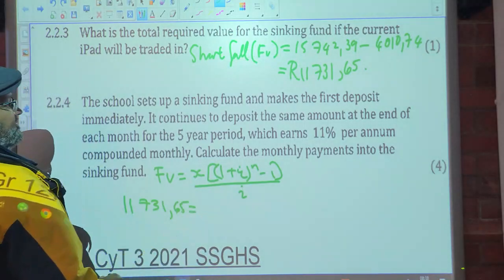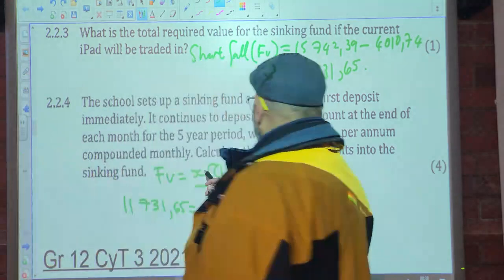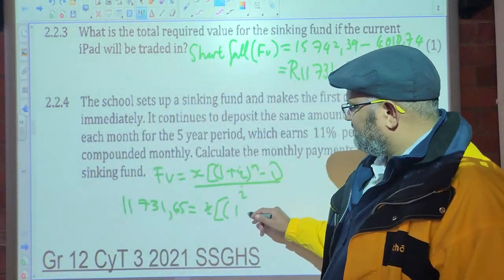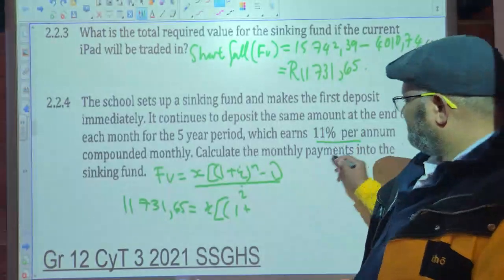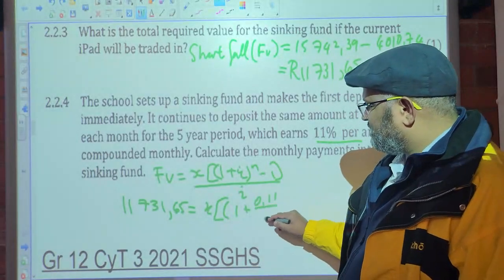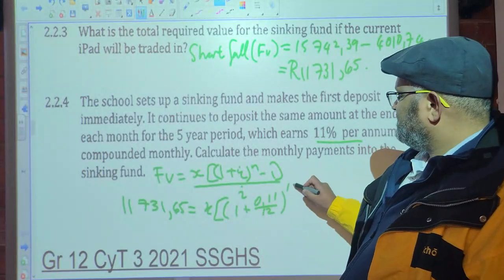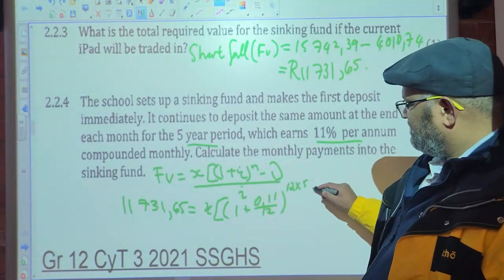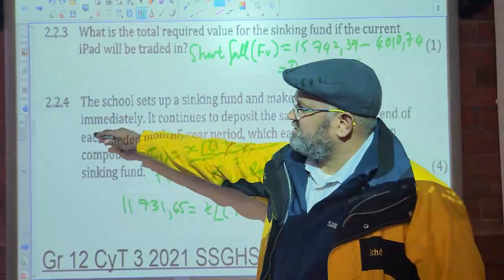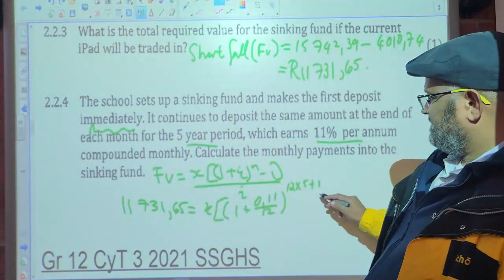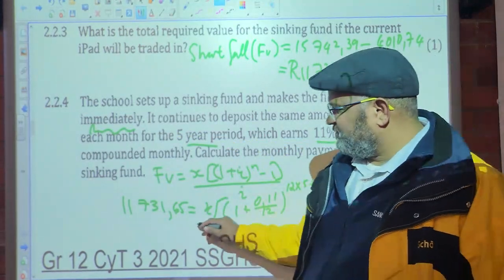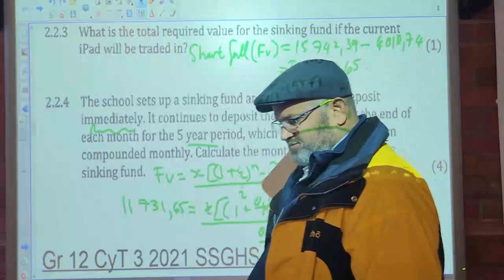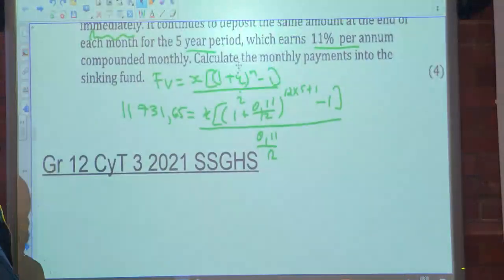11,731.65 equals. They want you to calculate your monthly installment. So x is what I want to calculate, multiplied by 1 plus i, which is 11%, so 0.11 over 12, to the exponent 12 times 5 years, plus 1. Why? Because that's starting immediately. Minus 1, and this is all over i, which is 0.11 over 12.